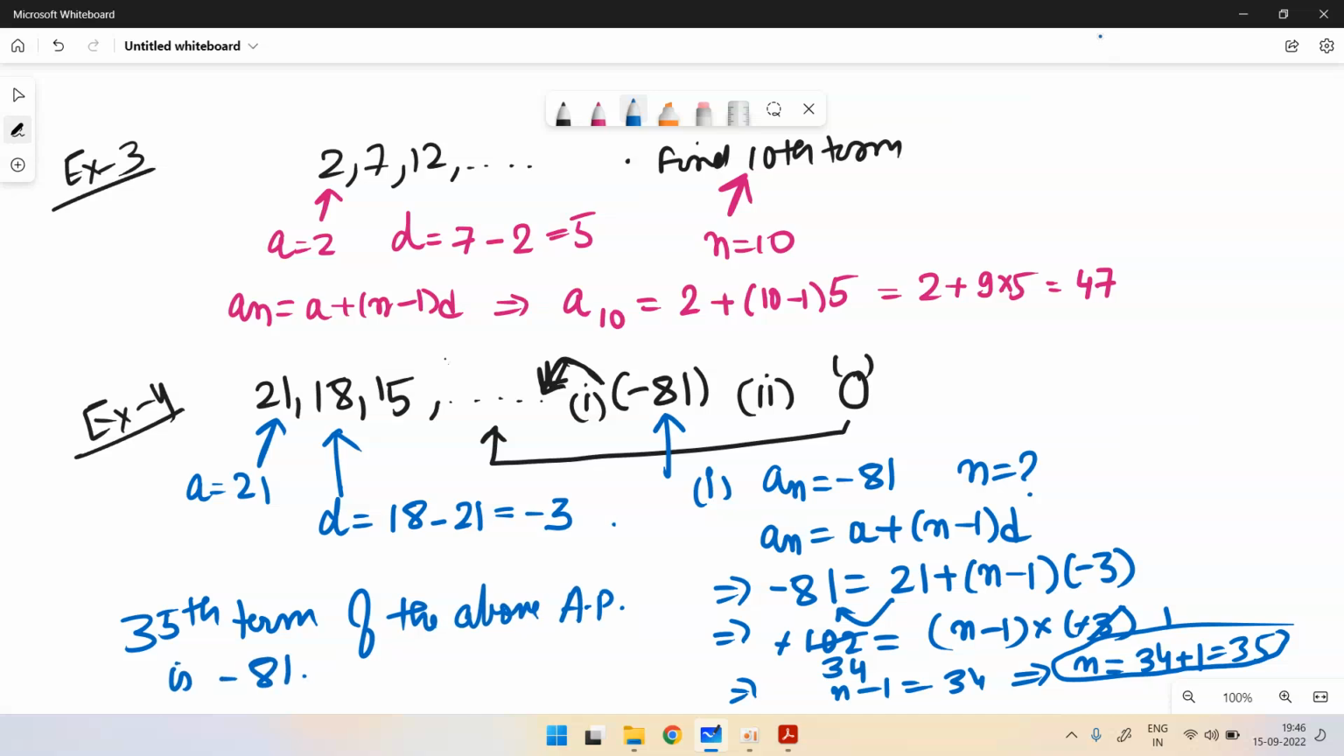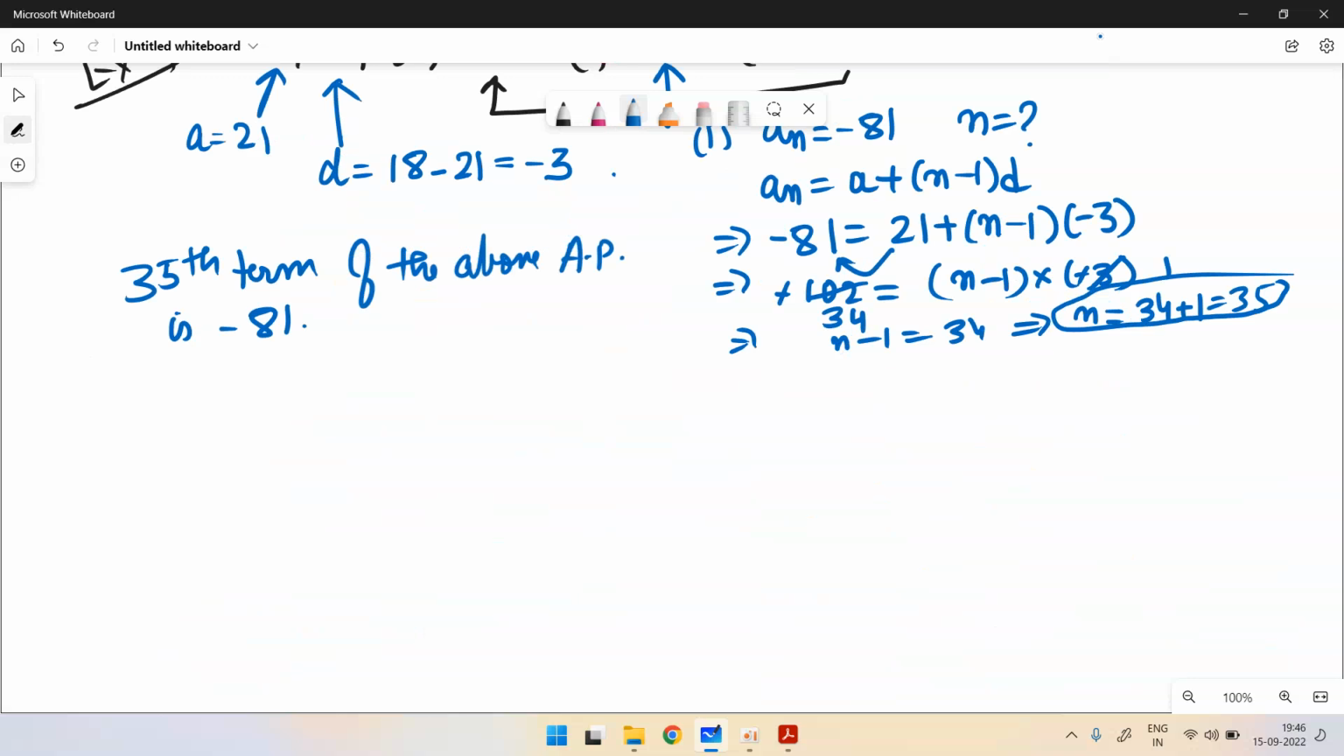Now this solves your first part. The second part says to check whether 0 is included in the series. If 0 is included, then assume that the nth term is 0, and you need to find the value of n. We will apply the same formula, a_n equals a plus (n minus 1) d.